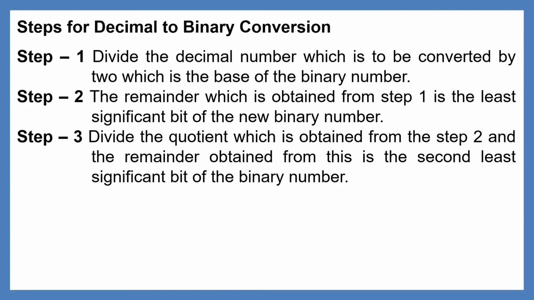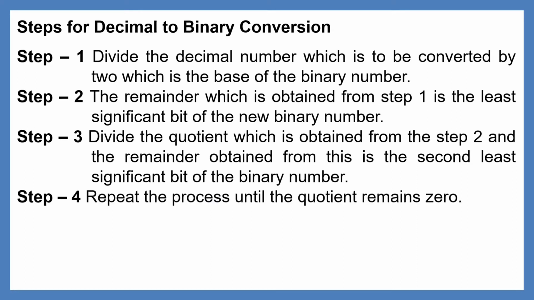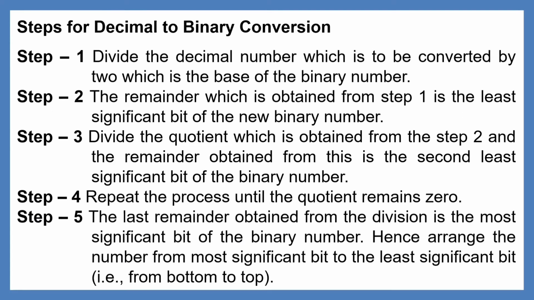Next, we divide the quotient obtained from step 2, and the remainder obtained from this is the second least significant bit of the binary number. Then, you're going to repeat the process until the quotient remains 0 or until you achieve the number 1. And then the last remainder obtained from the division is the most significant bit of the binary number. Hence, arrange the numbers from most significant bit to the least significant bit, from bottom to top. Okay, let's have an example.